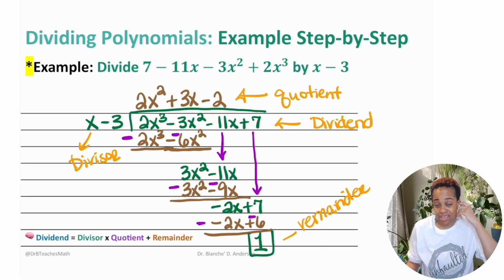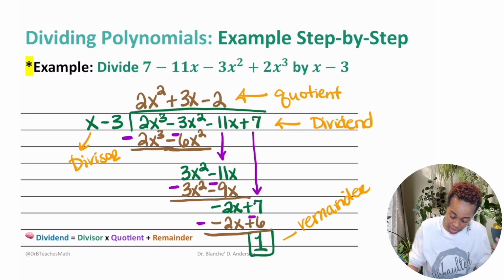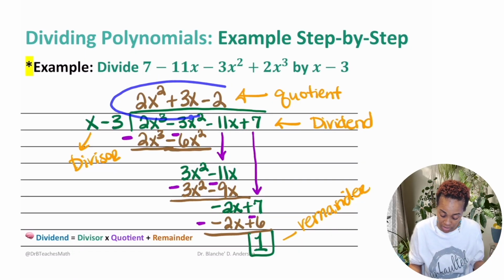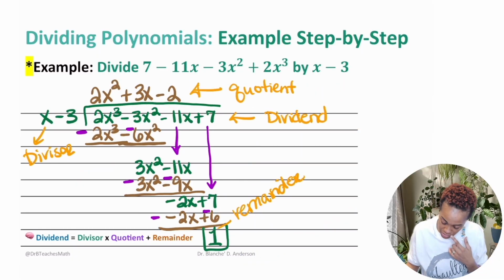So now when they ask you for your answer, depending on what area you're working in, they might ask you just to write the quotient. If they say, give me the quotient, they mean give me the answer. But when you have a remainder, you have to write it a certain way. So let me show you how to do that. When you write your answer, you want to follow this.